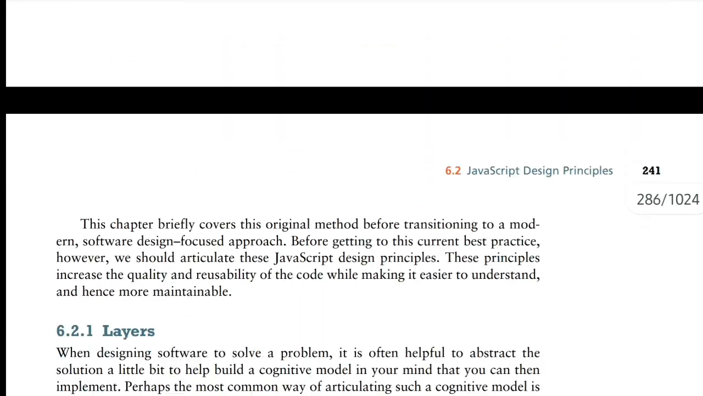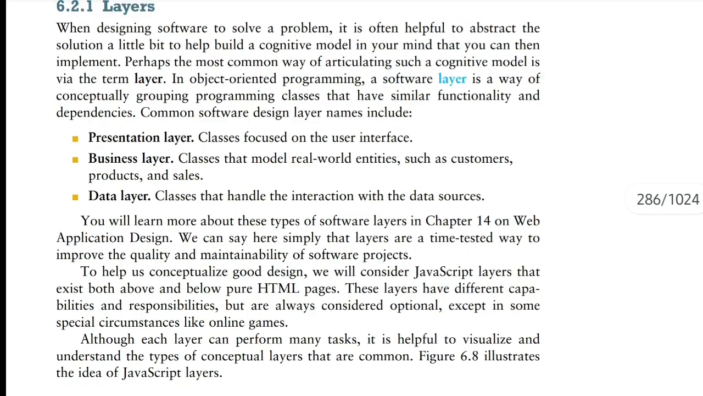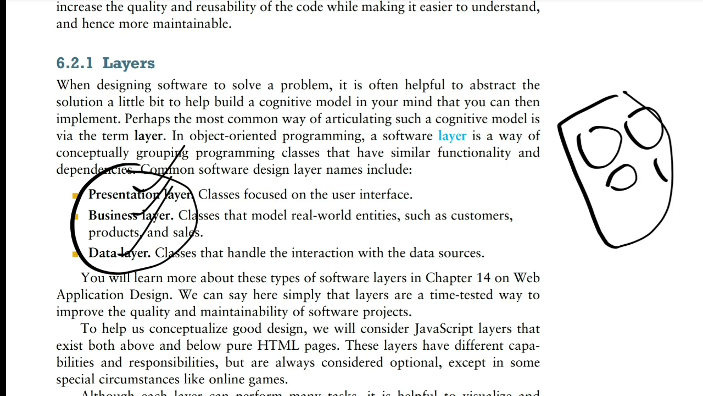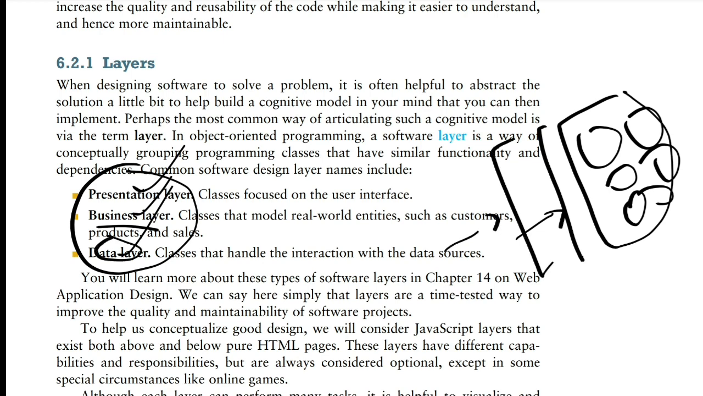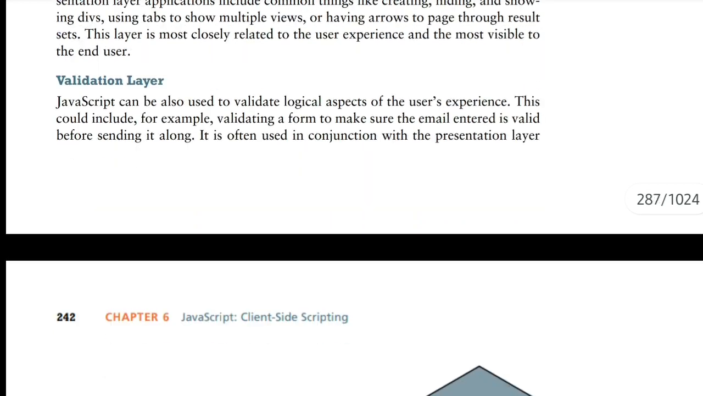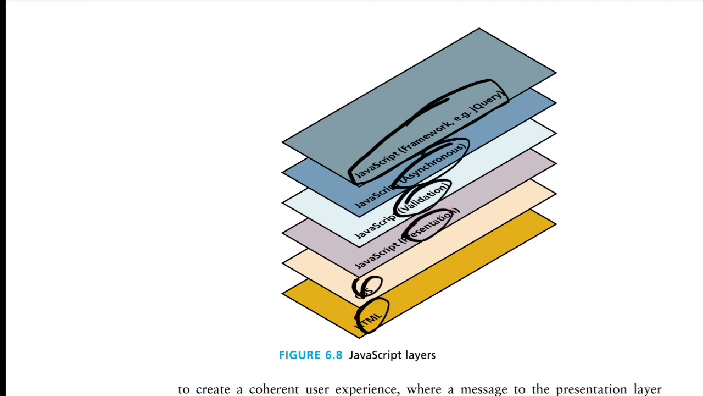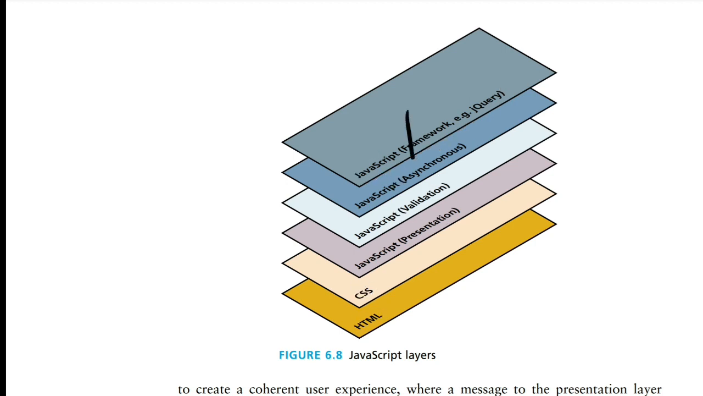And JavaScript design principles. What do layers mean? If they ask you in the exam about the JavaScript layers, you can mention: presentation layer, business layer, and data layer. The presentation layer is for the UI, how the app should look and its front features. The business layer is the logic layer, which is below the presentation layer. The data layer is the third layer, which has all the data stored, whatever the user is using. In the visual representation, this is the JavaScript framework, and this is the asynchronous layer, validation layer, presentation, CSS, HTML. These JavaScript layers together form whatever dynamic website we use.